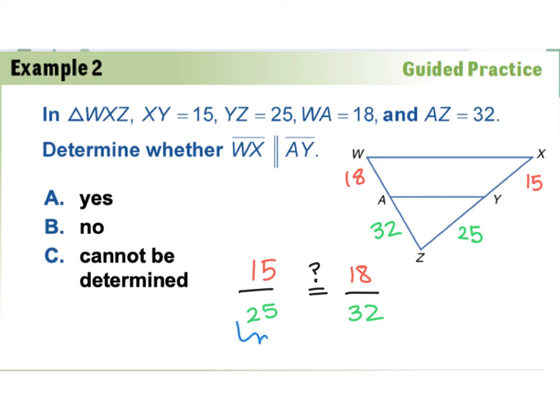Well, I know that 15 over 25 reduces to 3/5. And I know 18 over 32 reduces to 9/16. So these are not proportional. Therefore, those lines are not parallel.